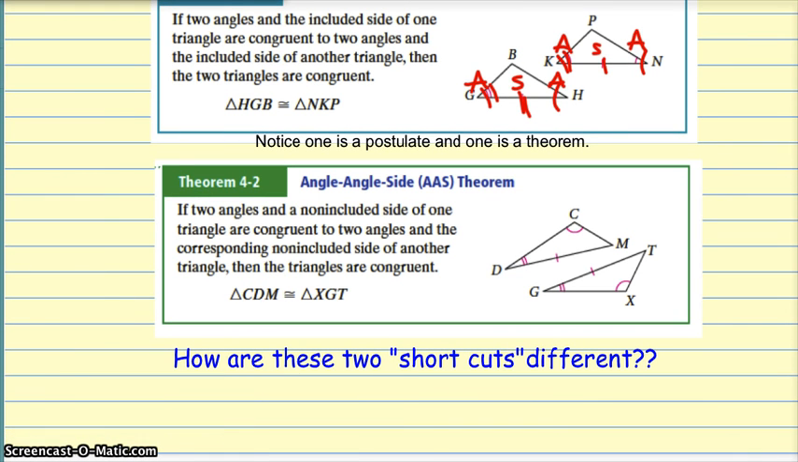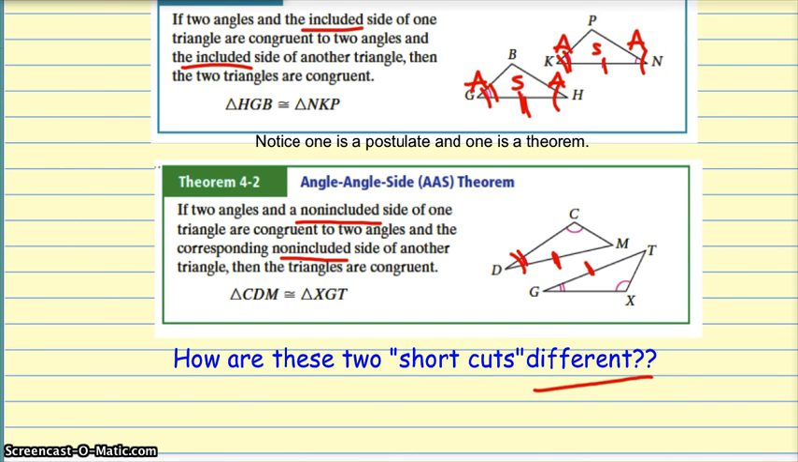The other one is called angle, angle, side. If two angles and a non-included side of one triangle are congruent to two angles and a non-included side of another triangle, then the triangles are congruent. The difference in these shortcuts is the idea of included versus non-included. In the first one, the side was literally between the two angles. In the second theorem, the side is not.